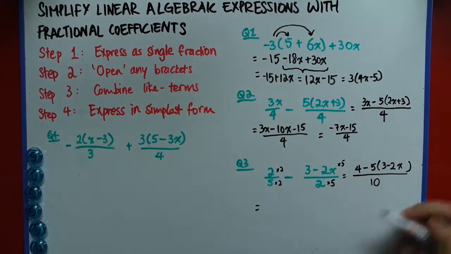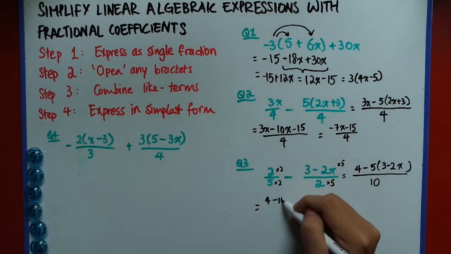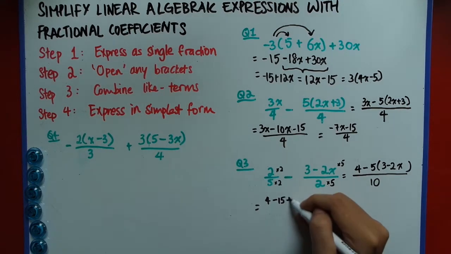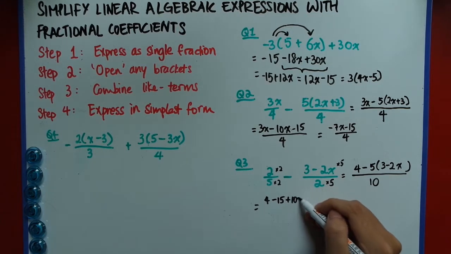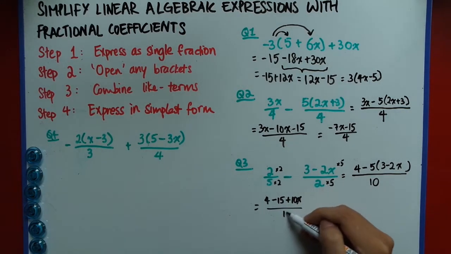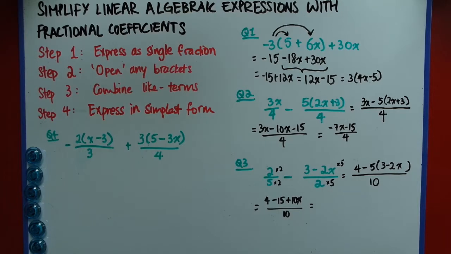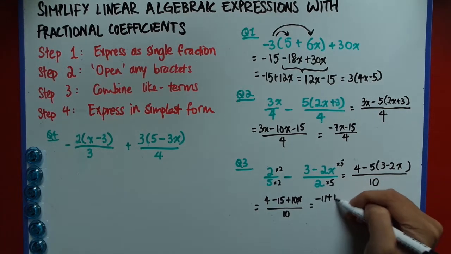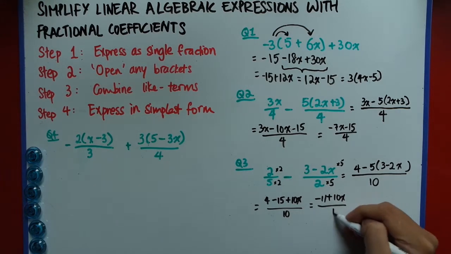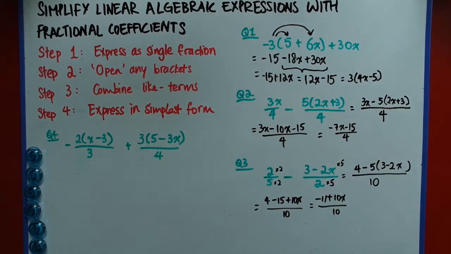So all I have to do is just open up the brackets. I got 4 minus 15 plus, because double negatives make a positive, so keep that in mind, 10x over 10. What I have left is to combine the like terms, which is these 2. 4 minus 15 is negative 11 plus 10x over 10. So again, this is the simplest form.